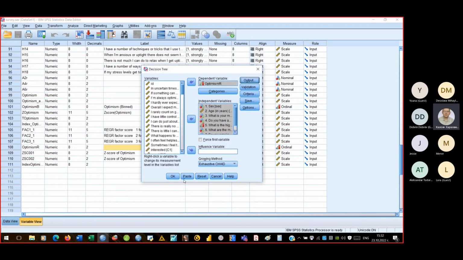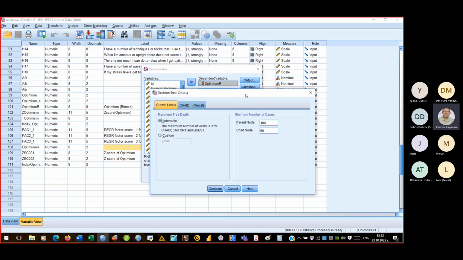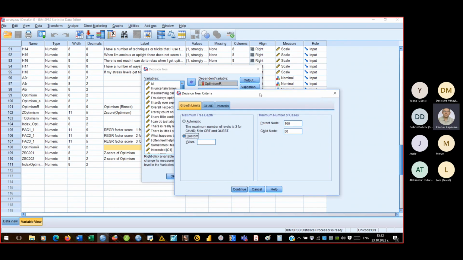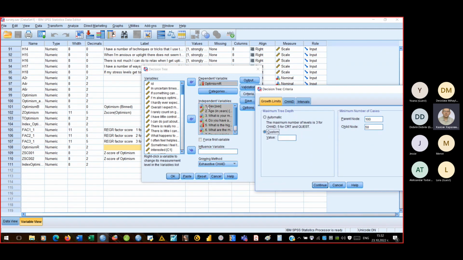After that, I will press continue and will press criteria. First, here I will change the depth of the tree. Depth of the tree, it's recommended to be equal to the number of factors. Since we choose 1, 2, 3, 4, 5, 6, 7, 8 factors, I will choose here 8 levels. This is maximum depth.